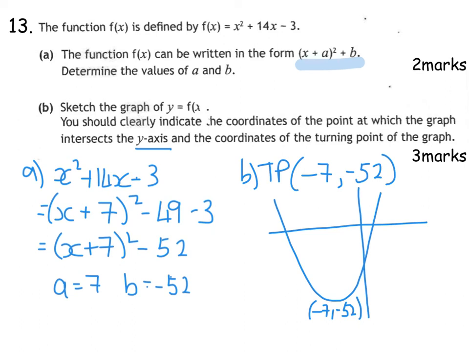Anything on the y-axis has an x coordinate of 0. And if you go back to your original equation, turn all these x's to zeros. So x is 0, you're only left with minus 3. So it cuts at minus 3. Now it's not drawn to scale, but my y-intercept is in a negative position. My turning point is in a negative position. So that would be perfectly acceptable for your 3 marks. Now your 3 marks for this one would be for the shape, knowing the turning point and putting it on your shape, and then for getting the minus 3.